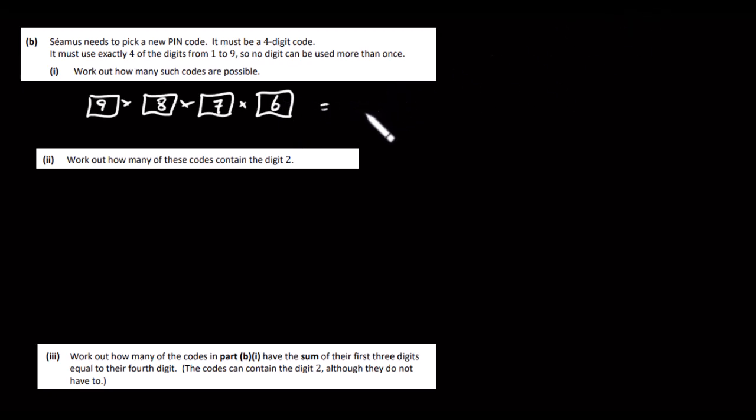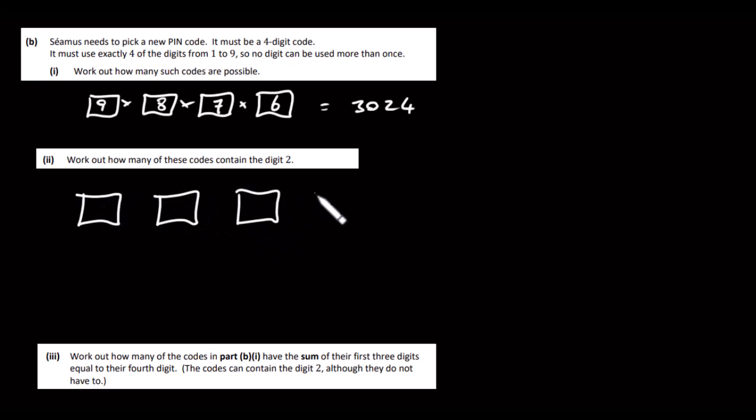So when you multiply 9 by 8 by 7 by 6, you get 3024. Work out how many of these codes contain the digit 2. So if you imagine you've got a 4-digit code, and in there, let's say the first number has to be a 2.